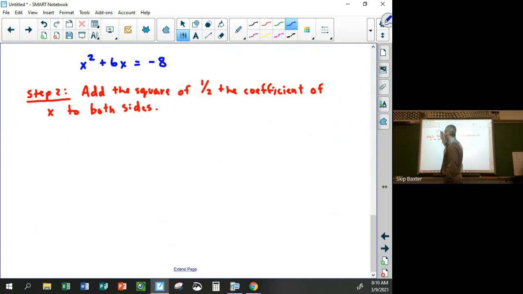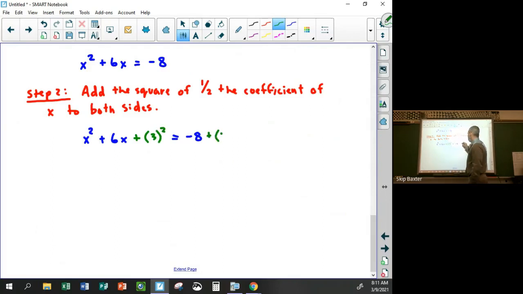So I'm going to rewrite what I wrote above. x squared plus 6x, I'm going to leave some space this time, equals -8. And I'm going to follow the directions. It says add the square of half the coefficient of x. What's the coefficient of x in this equation? 6. What's half of that? 3. So I'm going to add 3 squared to this side, and I'm going to add 3 squared to this side. Whatever you do to one side of the equation, you have to do the same thing to the other side of the equation, right?